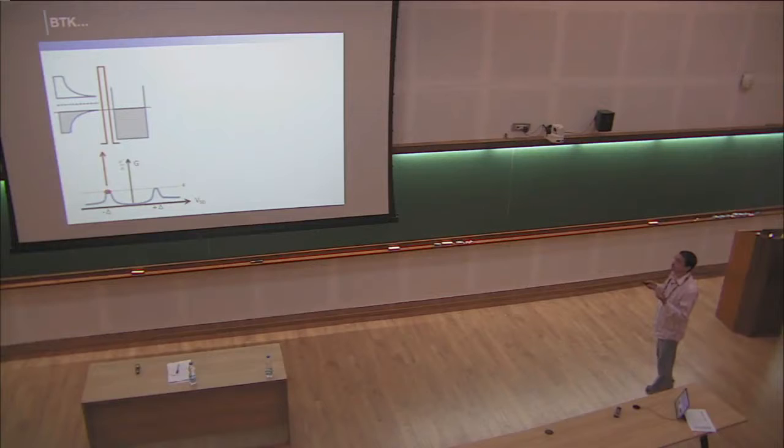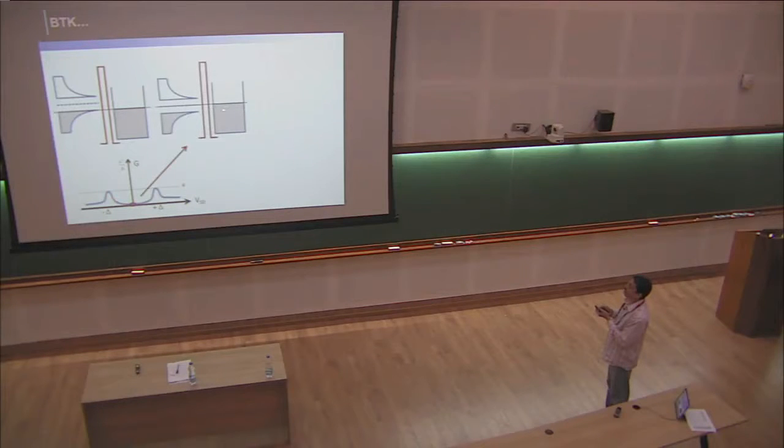The way we do it is called the BTK formalism. You have basically a superconductor and a normal semiconductor, with some sort of barrier between them, and we look at the conductance as a function of bias energy. For example, here the Fermi energy of your metal or semiconductor matches the coherence peak of the quasiparticle density of states, so you have a large conductance.